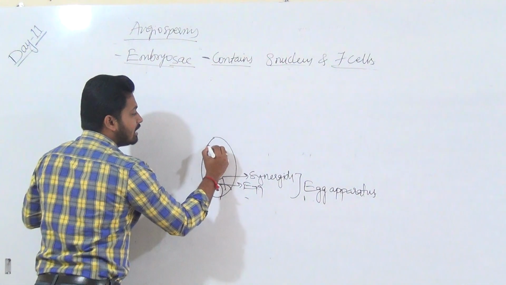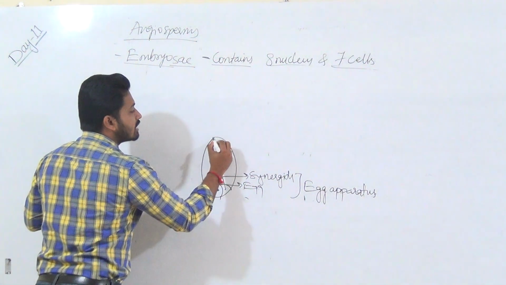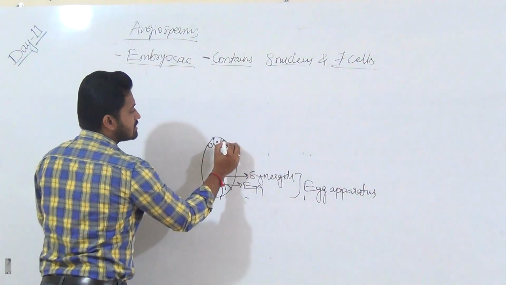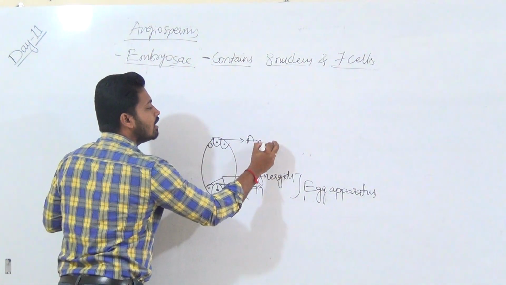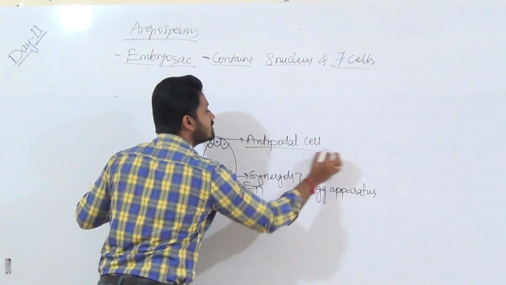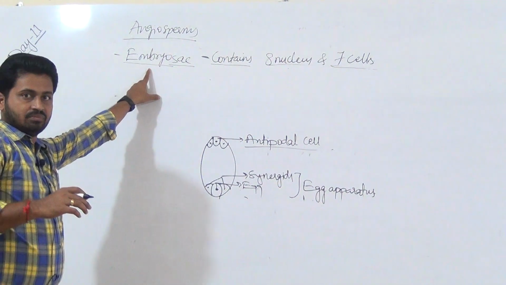Here are the antipodal cells. There are three here, that is 3 cells and 3 nuclei. All three are called antipodal cells. This is the diagram of the embryo sac, the female gametophyte.